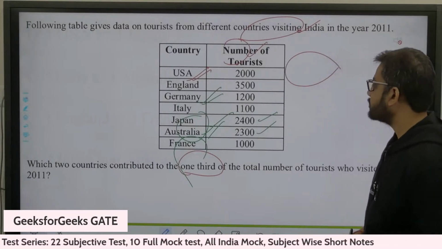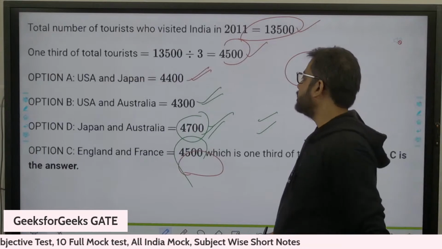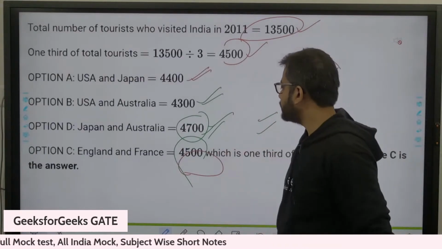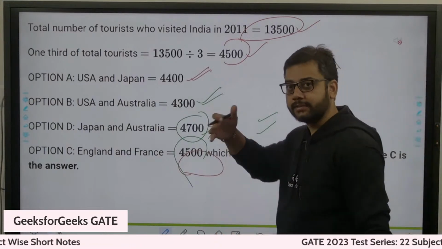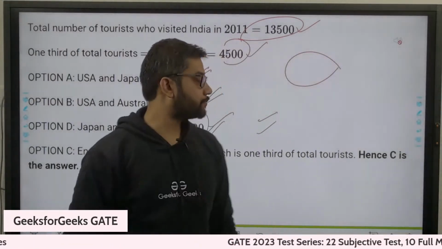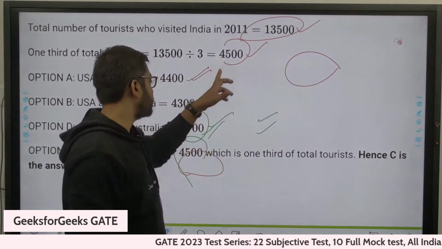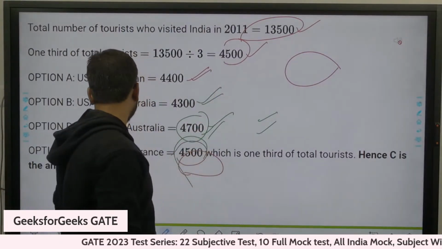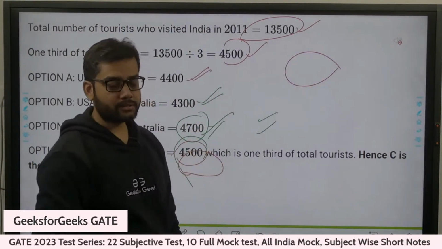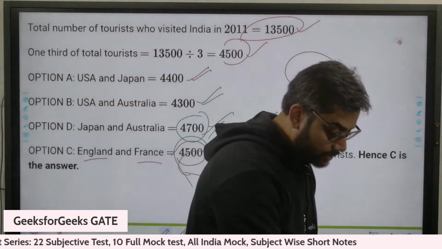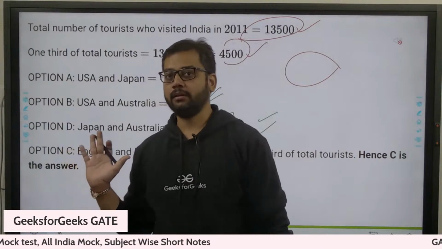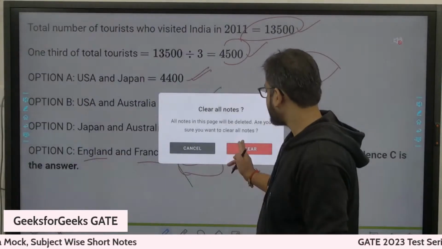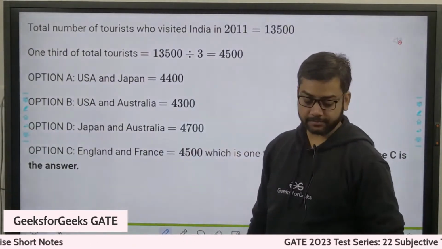Sorry, one third is the total contribution they are asking. It means 4,500. Which one is contributed? So 4,500 is England and France. I thought they were asking for more visiting. So exactly one third is how much? It is 4,500, England and France. The question was not difficult, it was easy. You just have to go through the table and find out the values. That's it. The question was easy.